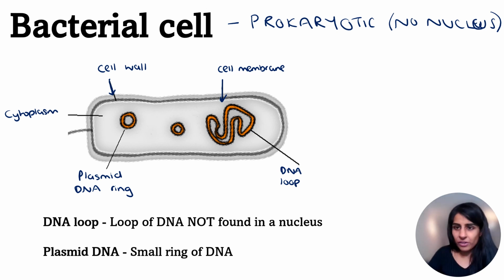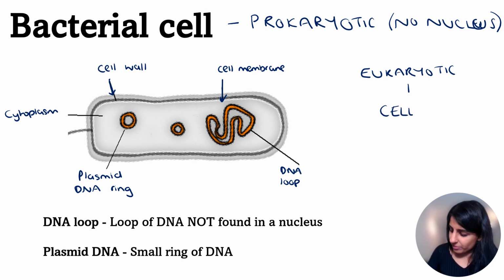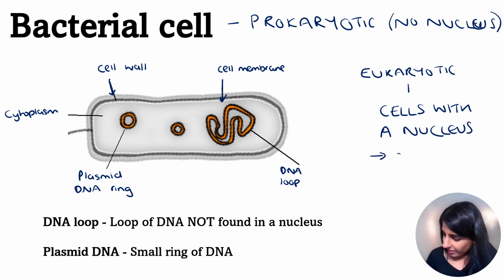Just a note here on eukaryotic cells then. Eukaryotic cells are cells with a nucleus. Okay, so cells with a nucleus. And then I could put here like an animal cell or a plant cell.